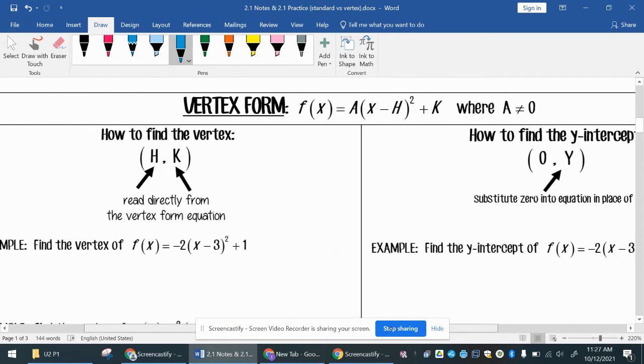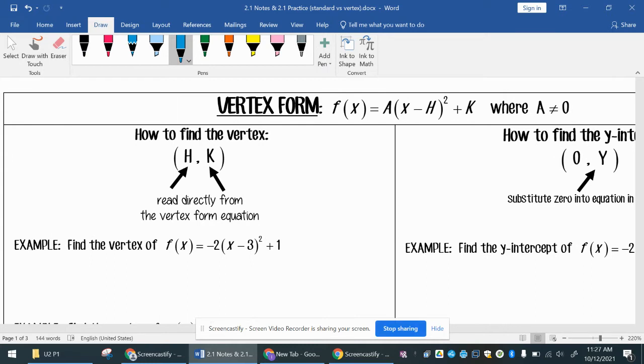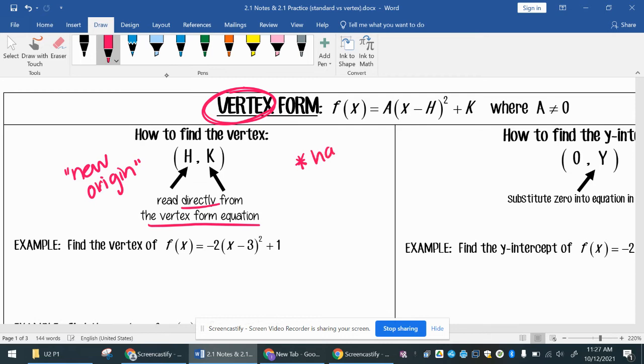Vertex form obviously looks different because it's got the parentheses, right? And the reason it's called vertex form is because you should be able to read the vertex directly from the equation. So I used to call this the new origin when we first learned about shifts. So write yourself a little note. This has to do with the shifts.